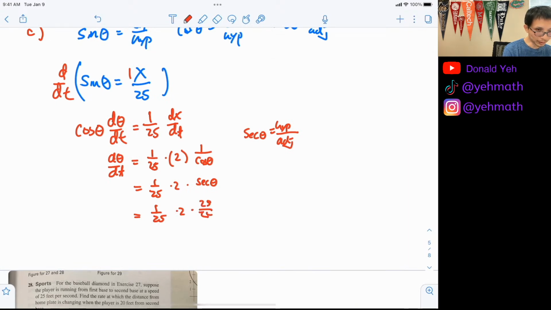The 25 will simplify it down. 2 over 24 is 1 over 12 radian per second.